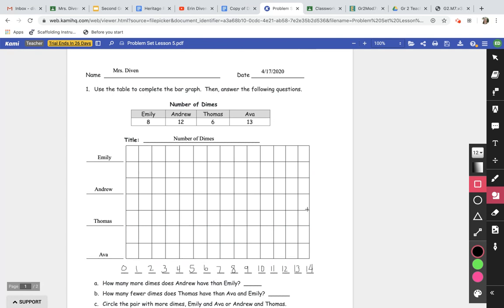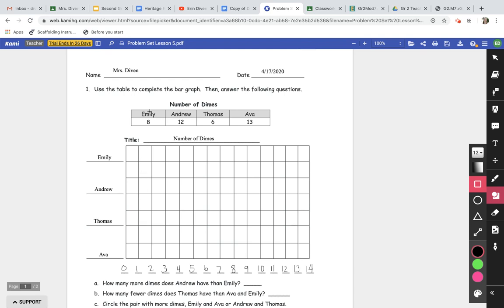The first thing you'll want to do, I've already done it, is to write the title. Again, the title is always going to match your table of information, and put the information that you're going to be tracking over here on the left-hand side. So in this case, it's going to be people. So let's get started on logging our data.